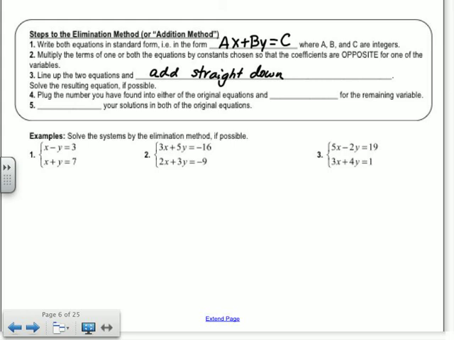Solve the resulting equation if possible. Step 4, plug the number you have found into either of the original equations and solve for the remaining variable. And then, like always, you can check these numbers. So it's kind of nice. You can always check.